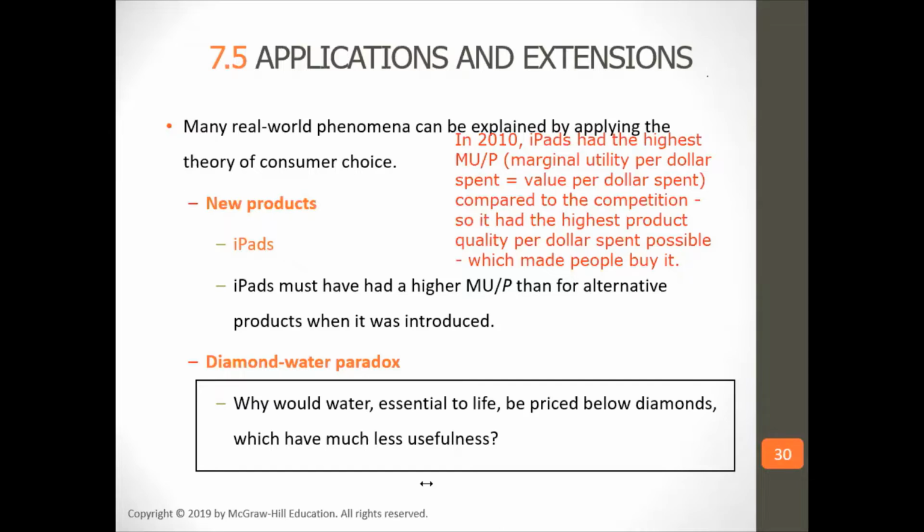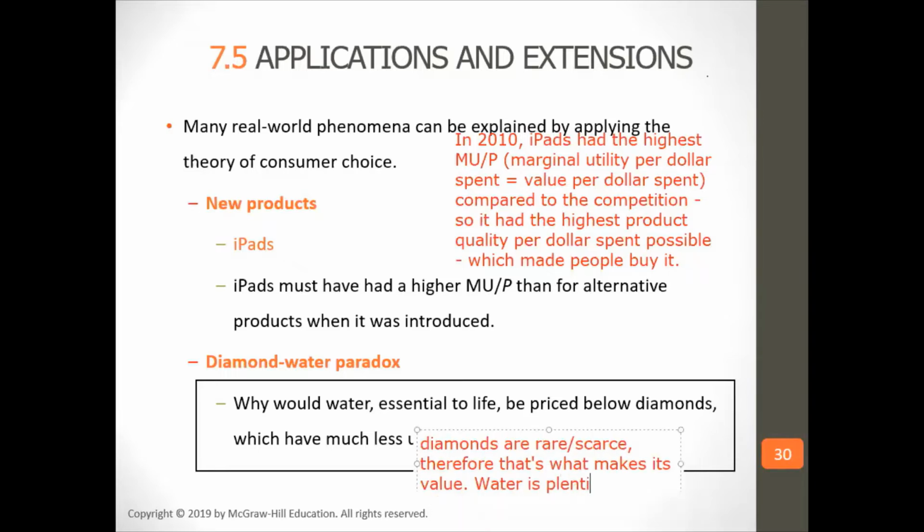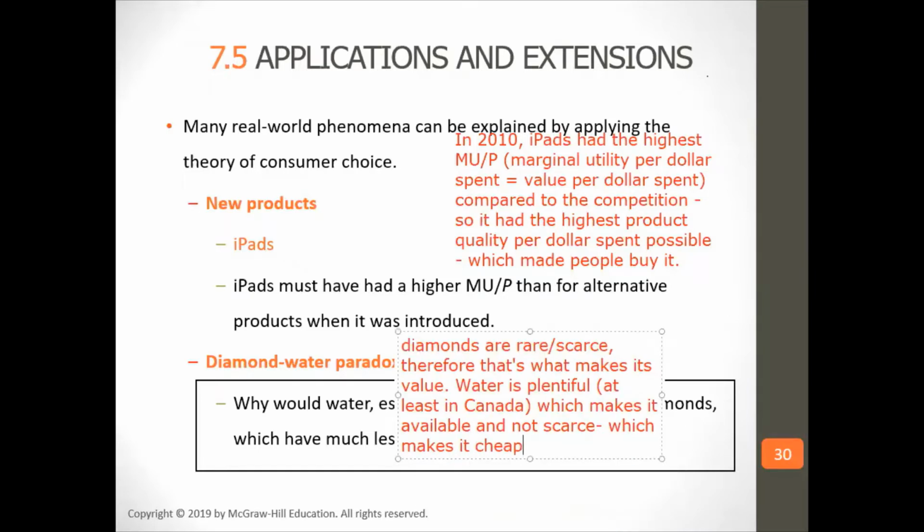So diamonds are rare and scarce. Therefore, that's what makes their value. And then water is plentiful, at least in Canada, which makes it available and not scarce, which makes it cheap. That's good.